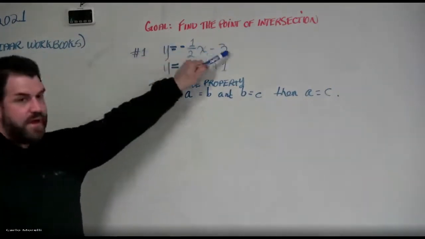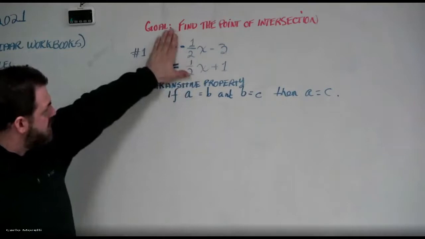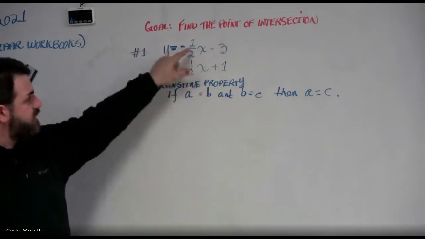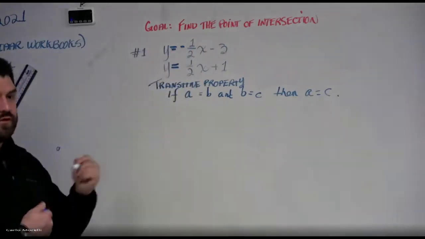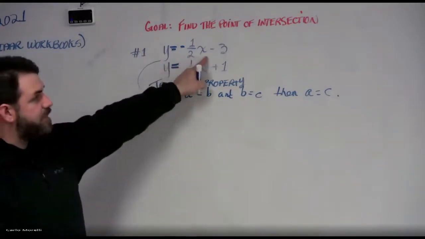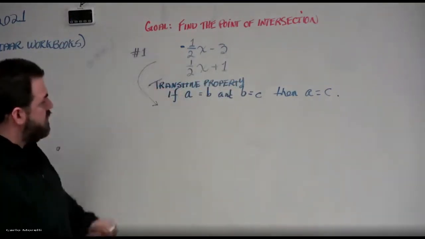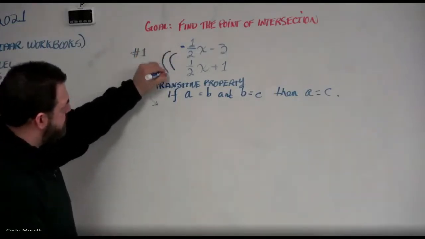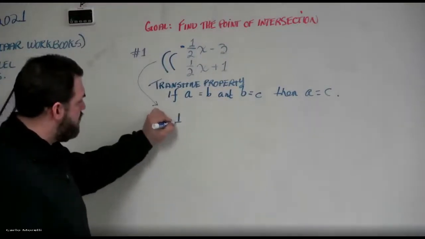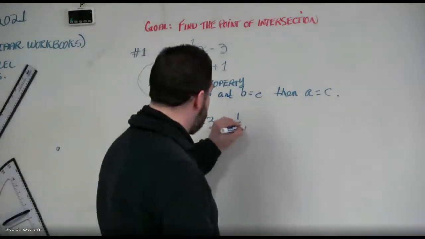If y equals negative 1/2 x minus 3, and y equals 1/2 x plus 1, then this y equals this, too. These are equal to one another. So all of these things equal one another. So here's what we do to solve. Here's the solution part. We set the top equation equal to the bottom equation without the y's. Watch. So you have negative 1/2 x minus 3 equals 1/2 x plus 1.